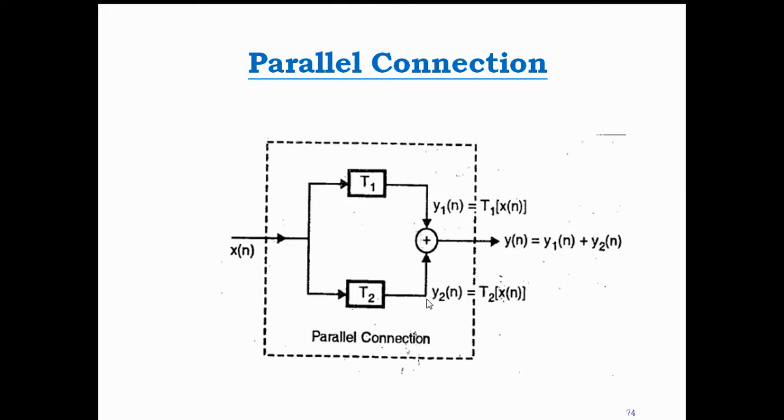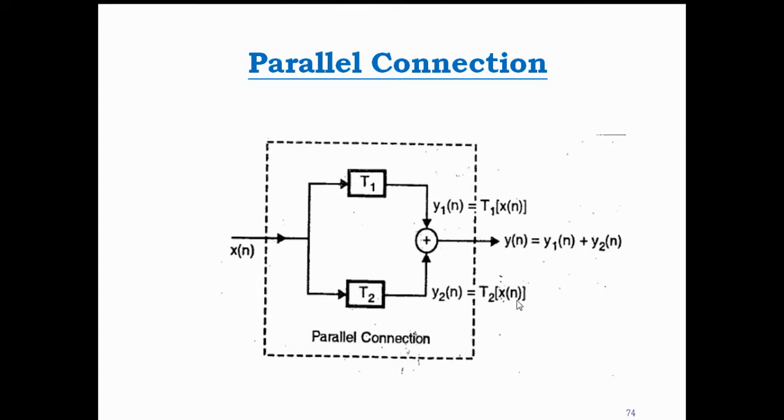But keep in mind, in an adder we are adding two different signals. Here we are adding the outputs of two different systems. So T1 and T2 are two independent systems which have one common input x1 of n. So x of n will be applied to T1 as well as to T2. So two different systems with a common input. Obviously when we have two different systems, we will have two different outputs as well.